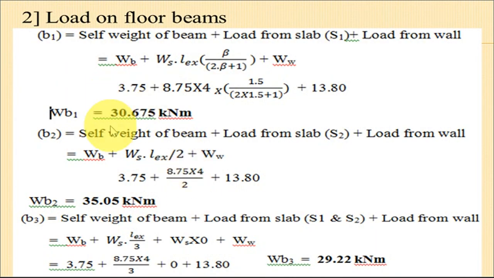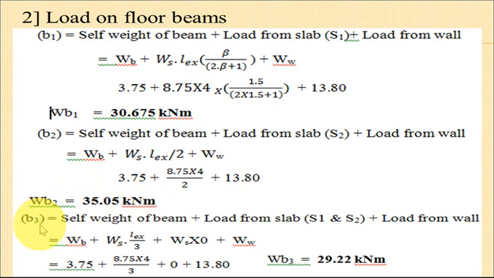This is the load calculation over B1. Beta divided by 2 beta plus 1, that is the load is trapezoidal, multiplied by WS, total load on the slab, multiplied by LEX, and this is the wall load, self weight of wall load, self weight of the beam. We get the total load on the beam B1, that is 30.675. Similarly for B2, self weight of the beam, load from the slab, and the load from the wall, which is 13.80, and WB2 is equal to 35.05 kilonewton per meter.